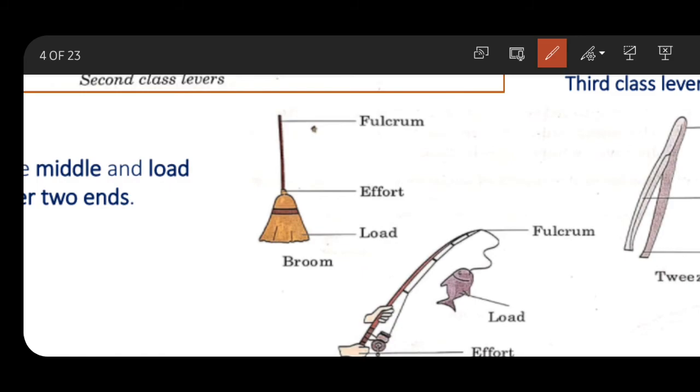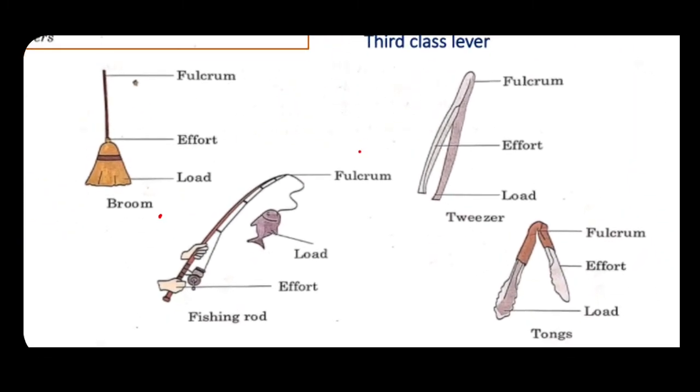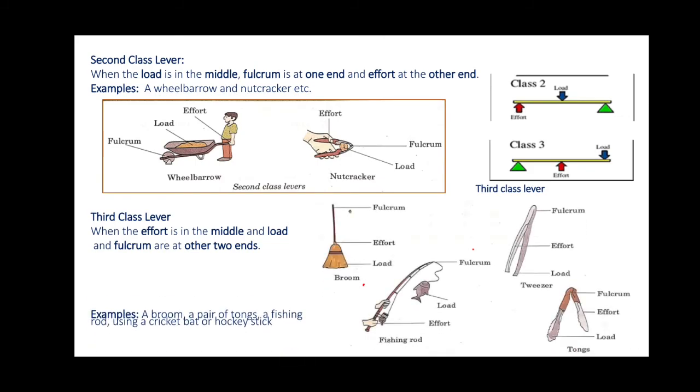In third class lever, the effort is in the middle. The load and the fulcrum are at the other two ends. And the other examples like tweezer, tongs and fishing rod are the same as the broom.